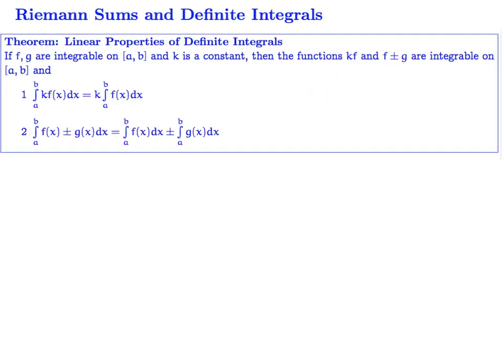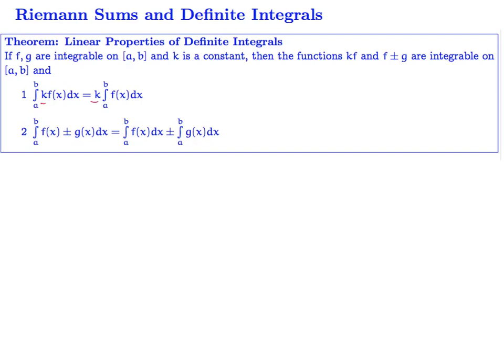So now it's another time to look at what are called the linear properties of definite integrals. Suppose you have two integrable functions f and g on an interval a to b. k is a constant, just some nice real number. Then the functions k times f and f plus or minus g are both going to be integrable. And in fact, we have two nice properties. The first one says that you can take the constant and move it outside the integral.